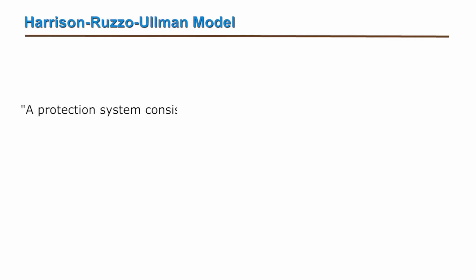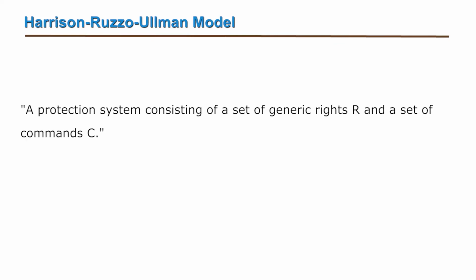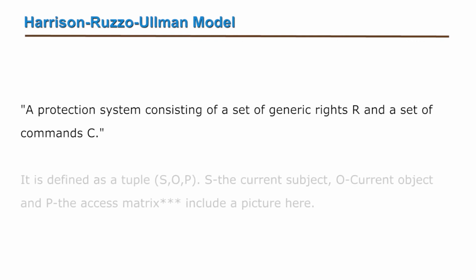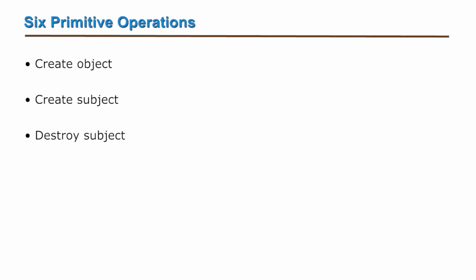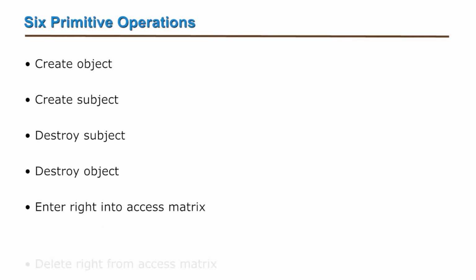The HRU model defines a protection system consisting of a set of generic rights R and a set of commands C. Fundamentally, it is defined as a tuple (S, O, P). S refers to the current subjects, O the current objects, and P the access matrix. This model has six primitive operations. They are create subject, create object, destroy subject, destroy object, enter right into the access matrix and delete right from the access matrix.